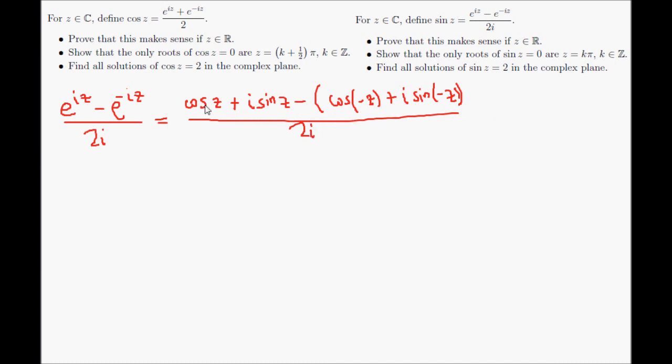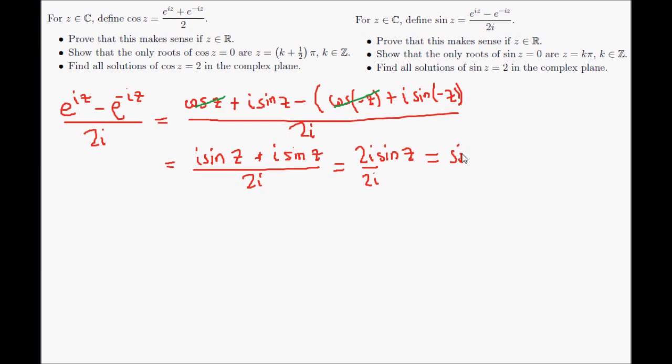Okay, now what happens? Cosine z minus cosine of negative z, those cancel because cosine is an even function. Sine of z, here I have sine of negative z, but the negative cancels the negative that pops out. So this is equal to i sine z plus another i sine z, using the odd property of sine for real numbers, divided by 2i. So we get 2i times the sine of z divided by 2i, which is just the sine of z.